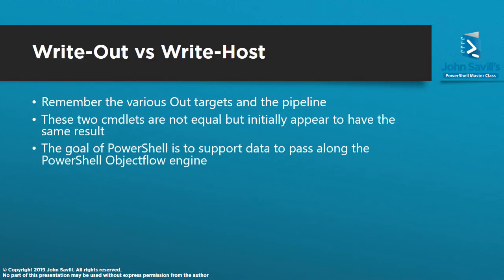The goal of PowerShell is to support the ability to pass data down the pipeline, which is the PowerShell object flow engine. That is what gives us the power of the pipeline. And Write-Output is fully supporting that. The output of Write-Output is absolutely going down to the PowerShell object flow engine. It's going down the pipeline to other cmdlets further down the chain.